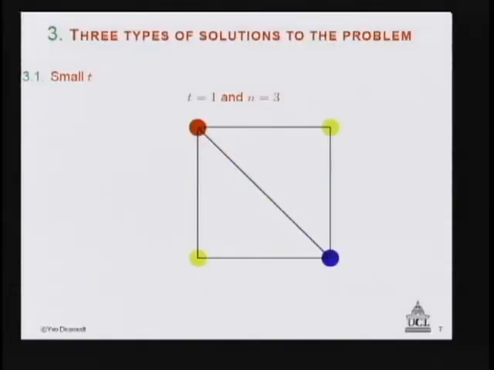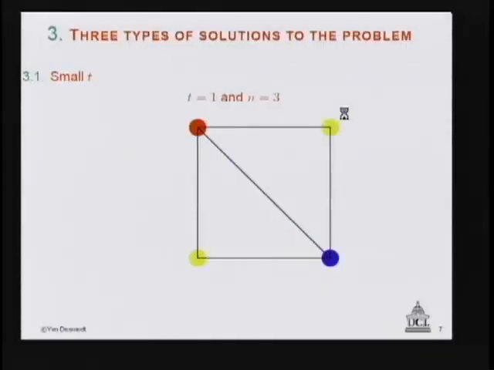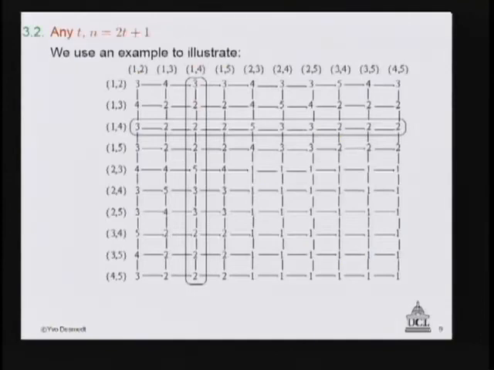So I mentioned before, we have 3 types of solution. One is when T is small. And so the question is: is there a construction that works for n exactly equal to 2t plus 1, which we know is basically a lower bound? We need at least 2t plus 1 colors. Is that possible? And the answer is yes, we have a solution. And I'm going to illustrate the solution.